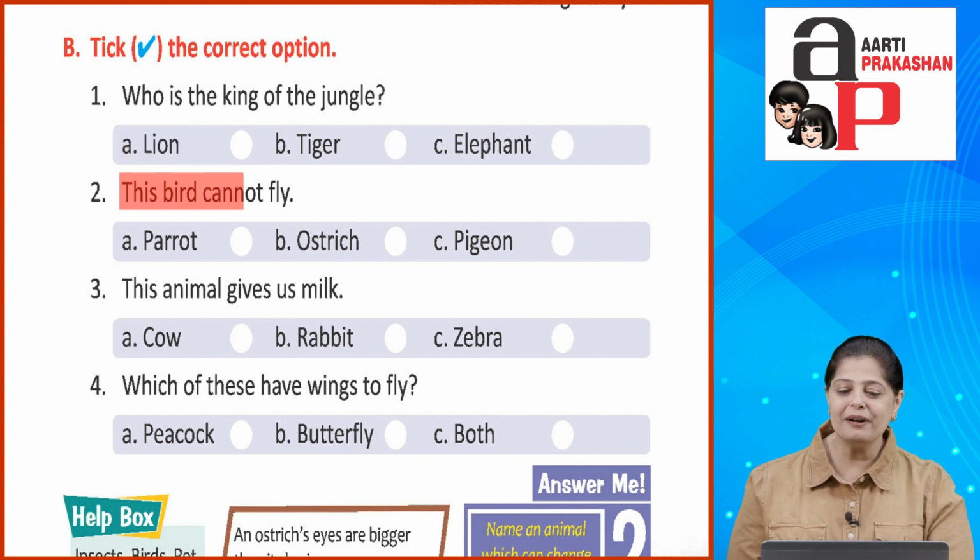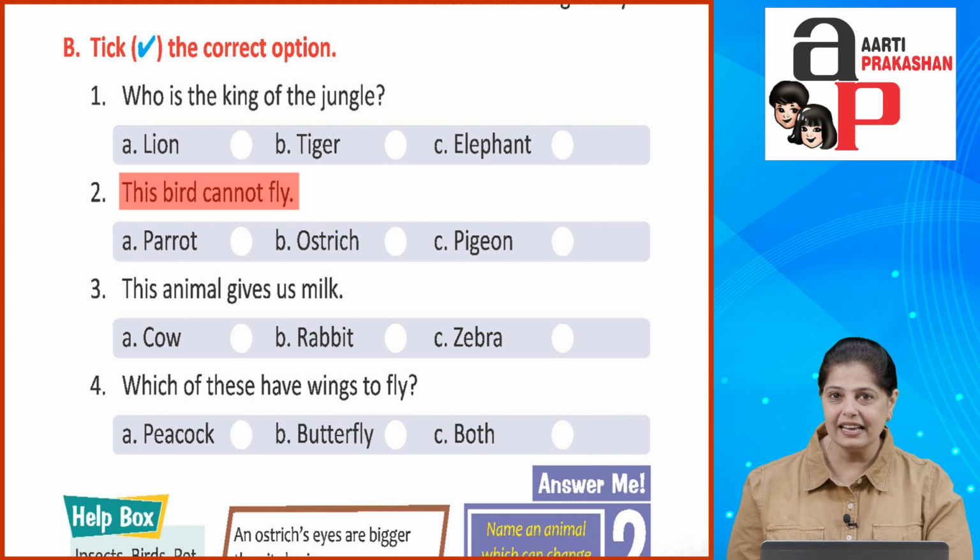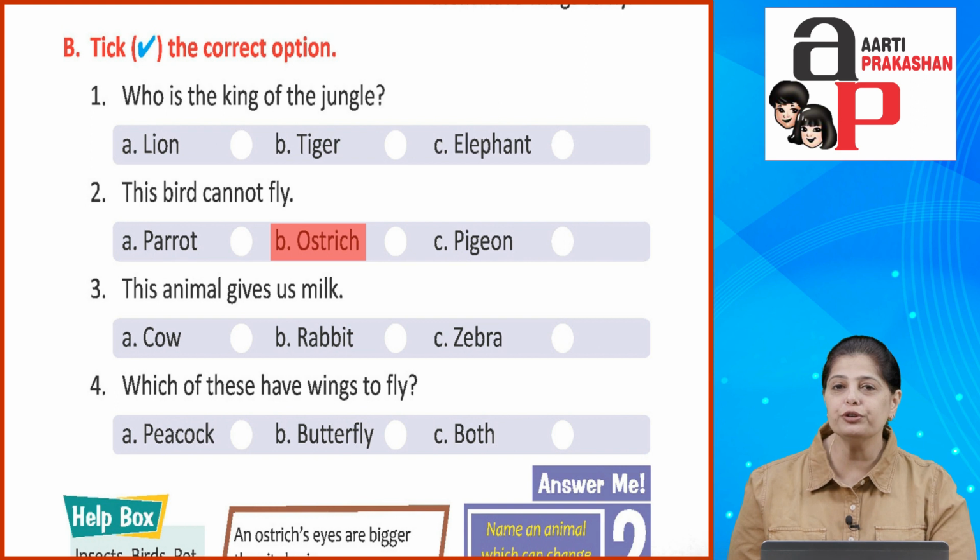Yes. This bird cannot fly. Now, which bird cannot fly? Parrot, ostrich, pigeon. Guess it? Yes, that's right. It's an ostrich. But children, do you know about an ostrich? A fact about the ostrich: an ostrich can really run very fast. Yes, it is one of the fastest birds.